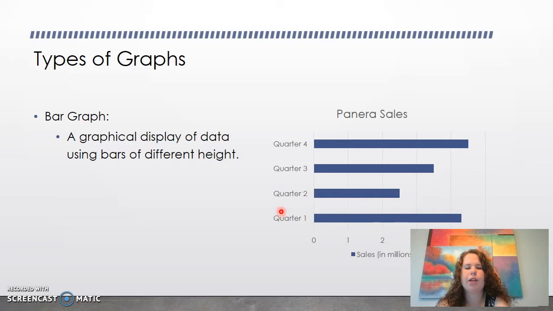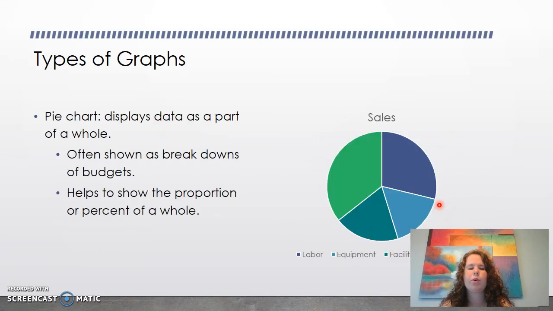So we look at this in quarters. So we have quarter 1, they did over $4 million in sales. And quarter 4, they did about 4.5 million. And then you can see by the graph that quarter 3 and quarter 2 definitely did a lot less than quarter 4 or quarter 1.